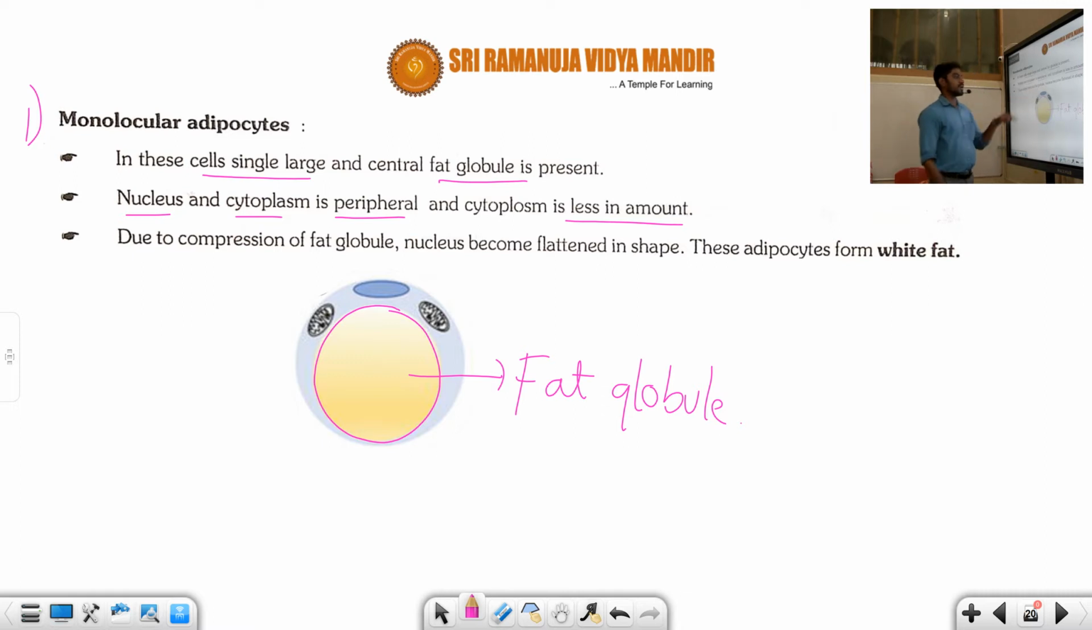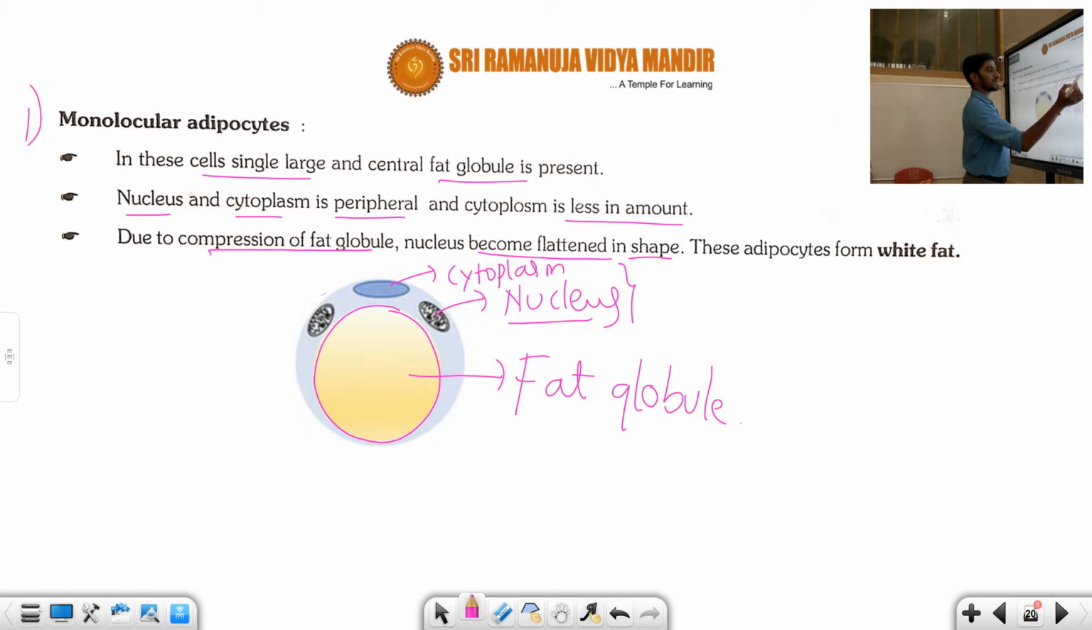Peripheral means nearer to the corner of the cell. For example, this is a nucleus and this is the cytoplasm. Both are present at the edges of the cell. Due to compression by the fat globule, the nucleus becomes flattened in shape, and these adipocytes form the white fat. I told you already, the monolocular adipocytes are called the white fat. So this is the diagrammatic representation of monolocular adipocytes.